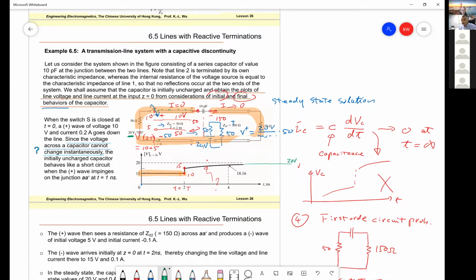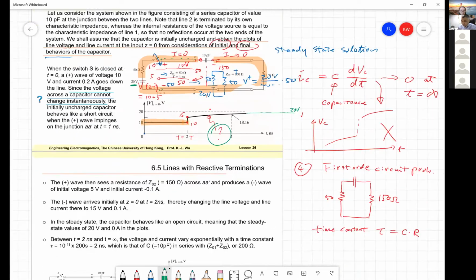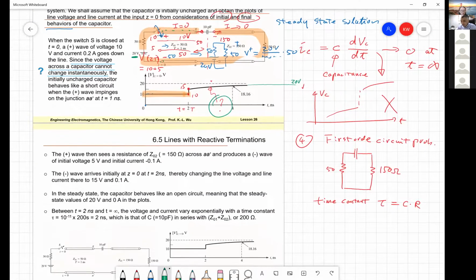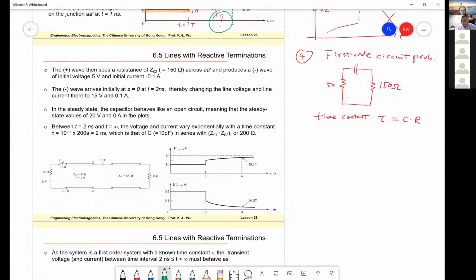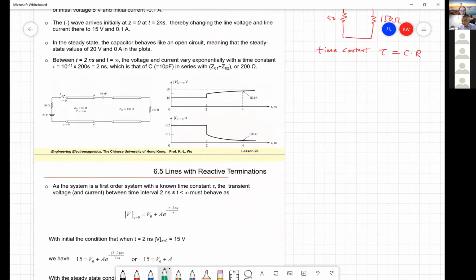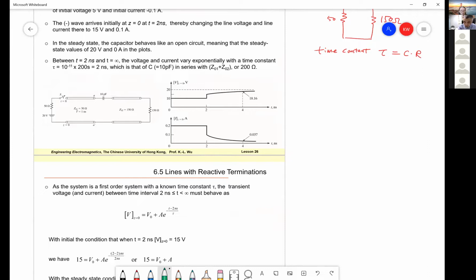Now we have all the information we need to determine this part. You see, because we know this voltage, the voltage is the source. This is the voltage.